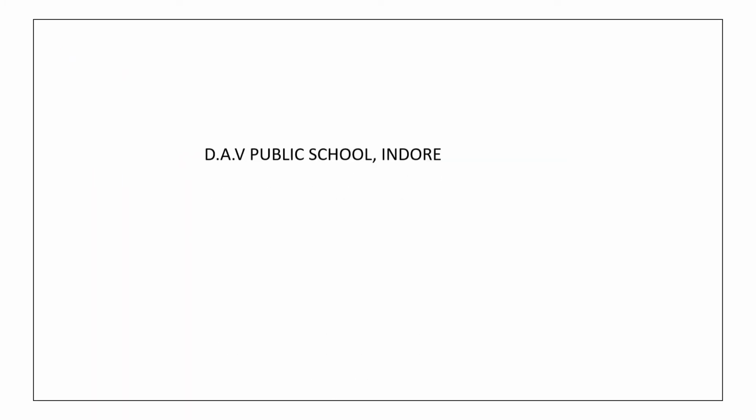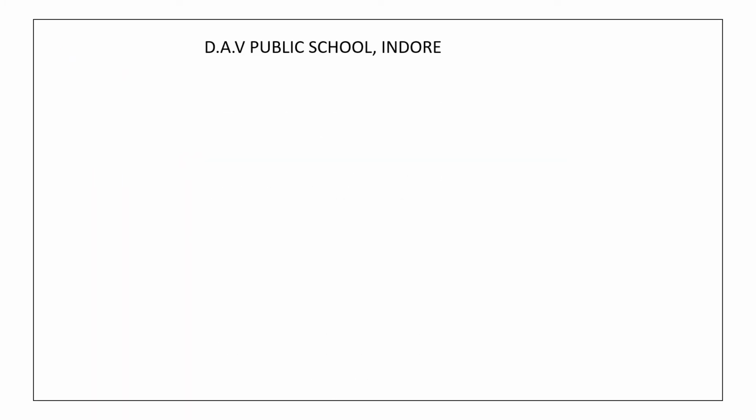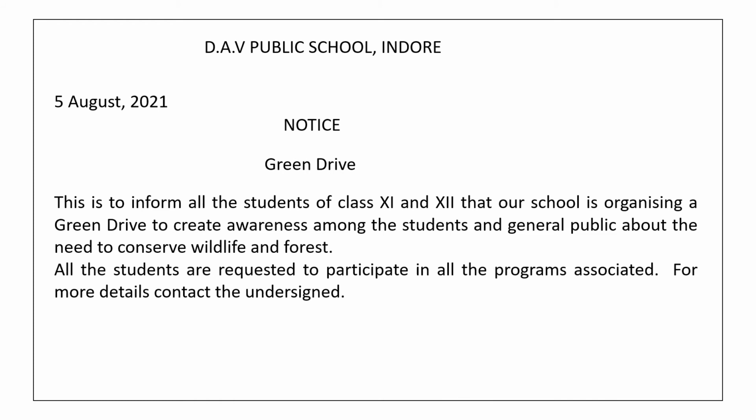So first the name of the school which was given, DAV Public School, and we have to put a comma and write the name of the place. Then the date again in the format 5th August 2021. Then in bold letters notice. Then the topic of the notice, that is the green drive. And then the content, that this is to inform all the students. We have to specifically mention for whom this notice is meant.